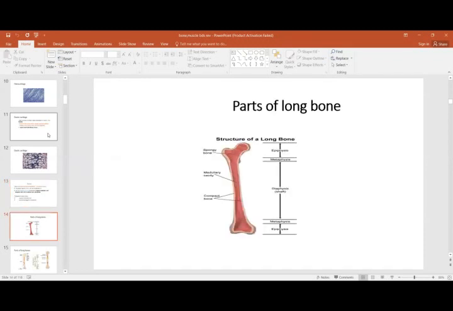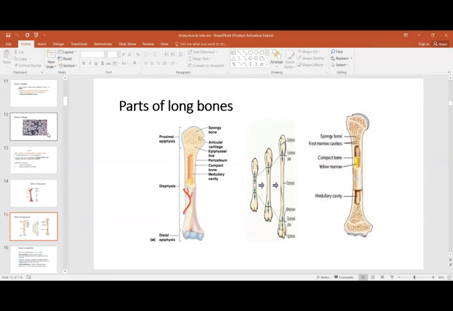If you see, the central part is the diaphysis. The upper part, the extreme upper end, is the epiphysis, and where the epiphysis meets the diaphysis, that small area is called the metaphysis. So three basic parts: epiphysis, the upper extreme and the lower extreme. Middle, the long body, is the shaft, and then where the epiphysis and the diaphysis meet, that is the metaphysis.